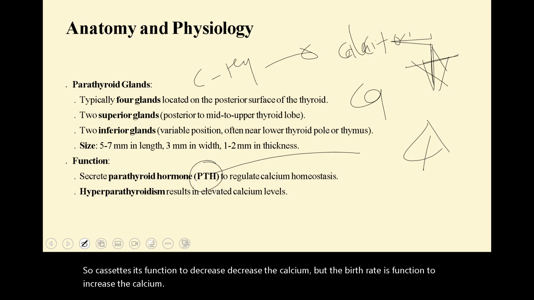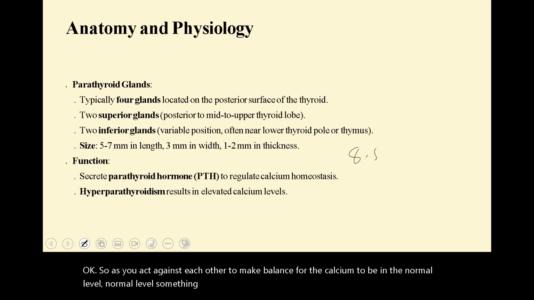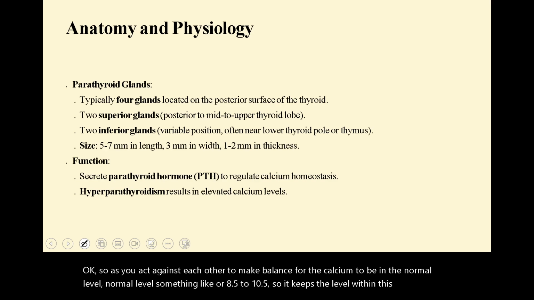Okay. So they act against each other to make balance for the calcium to be in the normal level. Normal level is something like 8.5 to 10.5. So it keeps the level within this range if it increases or decreases.